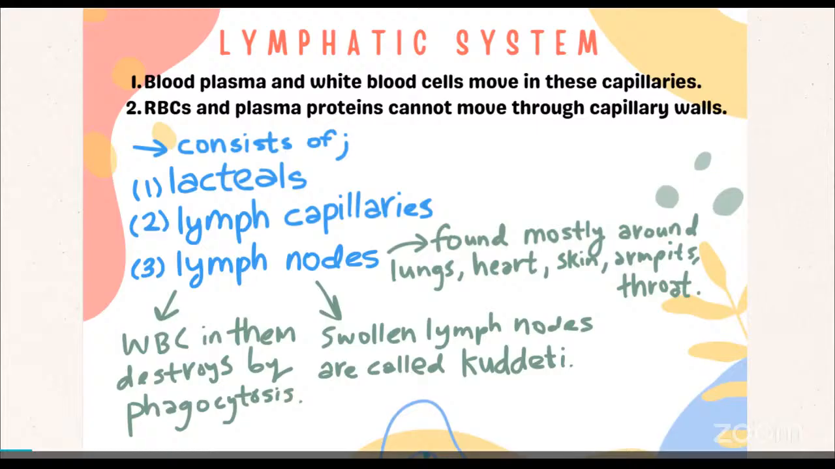You all have to know about the thin walls. The walls are thin, so red blood cells and plasma proteins cannot move through these walls. So whatever the fluid that is there is called tissue fluid. The fluid that is leaking, we call that leaking fluid tissue fluid. So when this tissue fluid enters into the lymphatic system, we call it lymph.